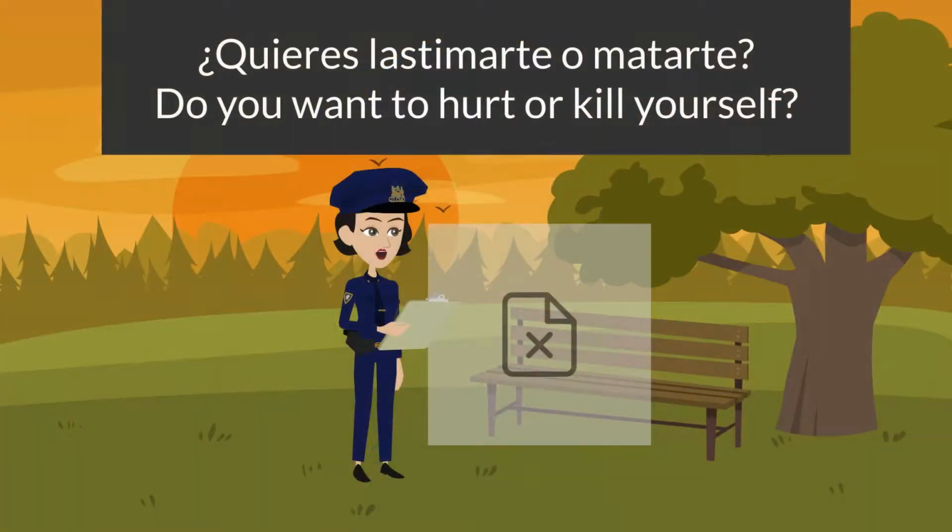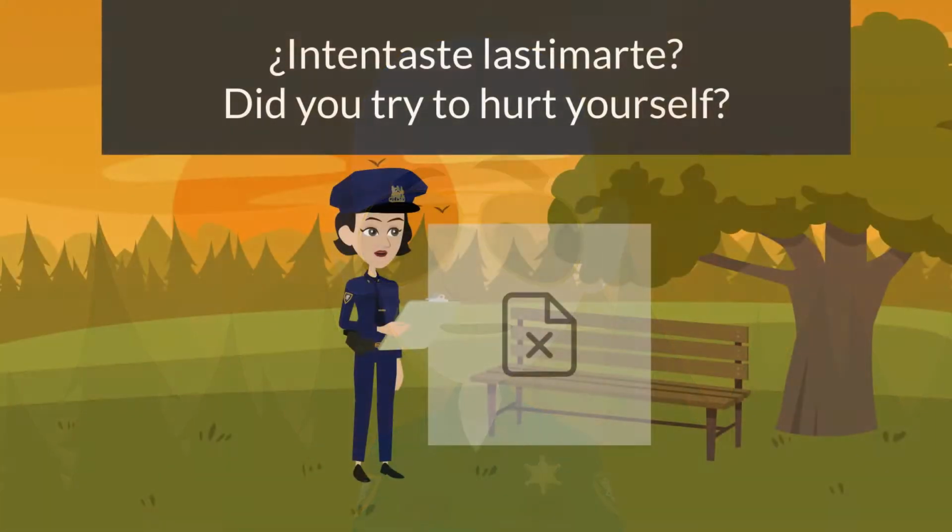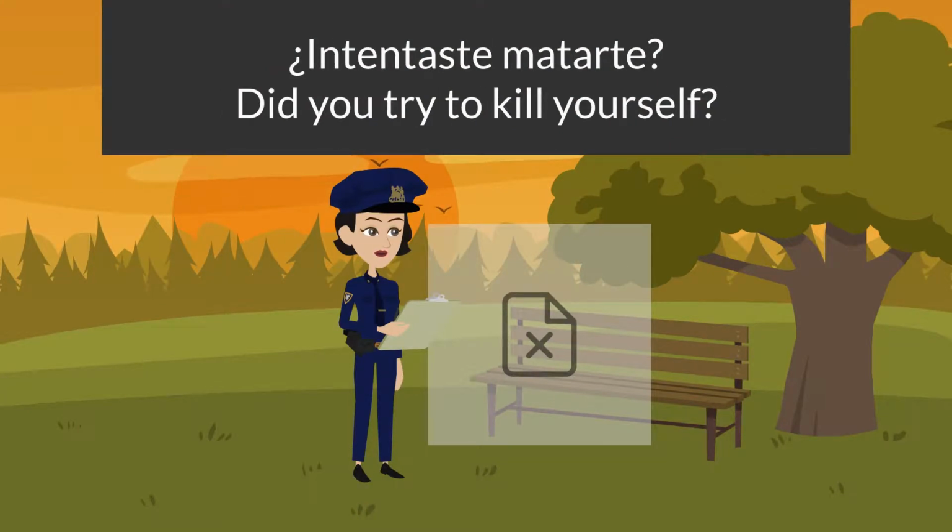¿Quieres lastimarte o matarte? Do you want to hurt or kill yourself? You can also work in your plug-and-play phrase that you learned in an earlier lesson, to attempt to, used with the verb intentar. ¿Intentaste lastimarte? Did you try to hurt yourself? ¿Intentaste matarte? Did you try to kill yourself?